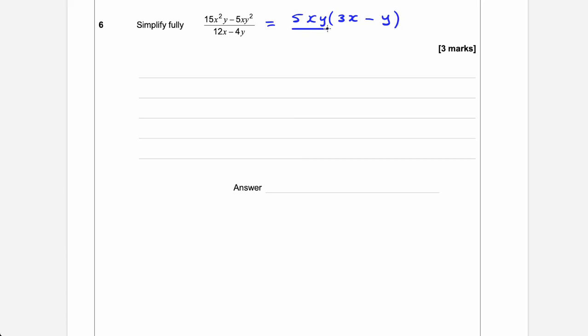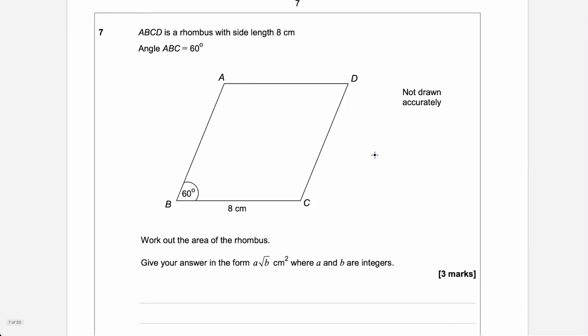Then we'll do the same with the denominator. We will factorize the denominator, a little bit easier. We can only take out the 4, and then in here goes 3x minus y, which I was kind of expecting because look, we have 3x minus y and 3x minus y. That cancels with that, and we're left with just 5xy over 4. Okay, that is question 6. Question 7.